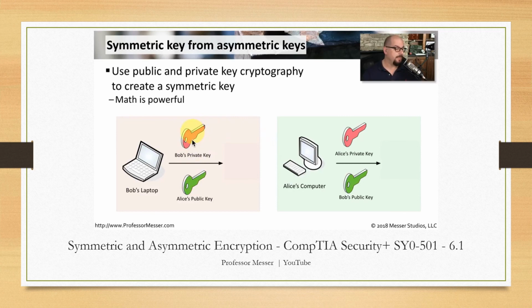The combination of Bob's private key and Alice's public key and the combination of Alice's private key and Bob's public key create exactly the same result, which is a symmetric key that is identical. So both Bob and Alice could communicate using symmetric encryption by simply combining their two keys together and coming up with exactly the same symmetric key.